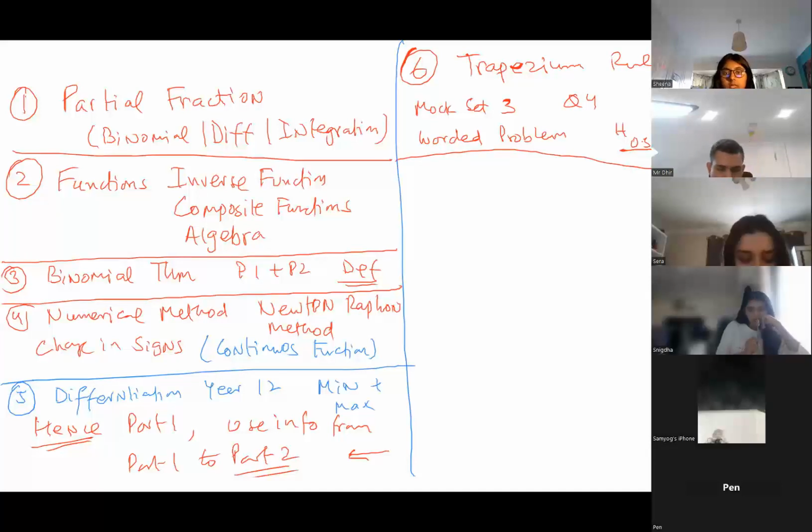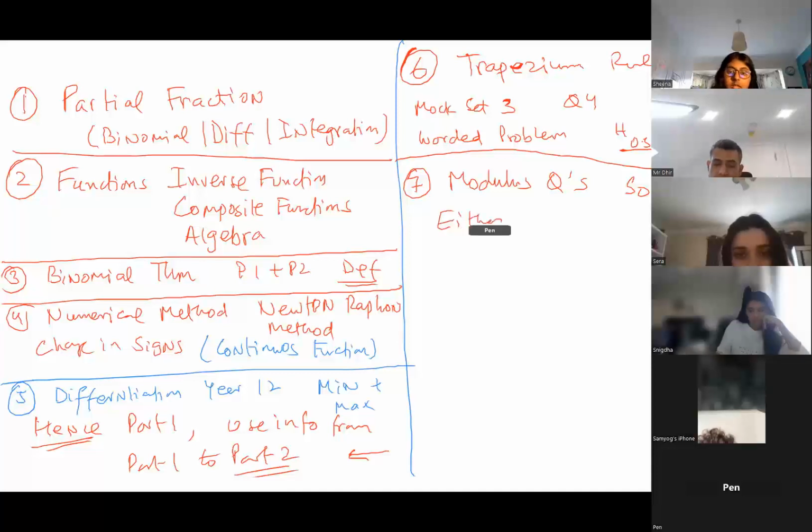Number 7, we said the modulus question, usually solving. Now, in order to solve a modulus question, Sheena, tell us how we solve a modulus question. What is the key we use? Because it can be either positive or negative. Very good. It can be either positive or negative.